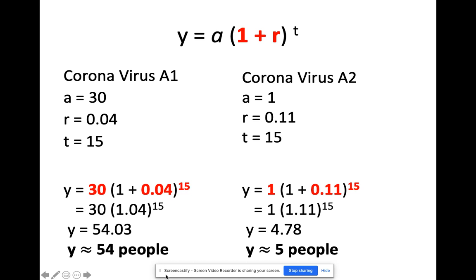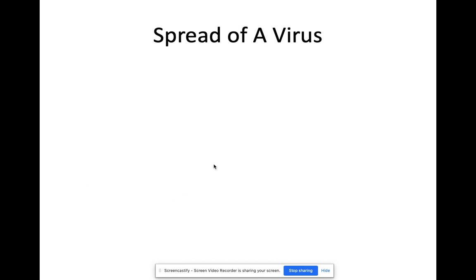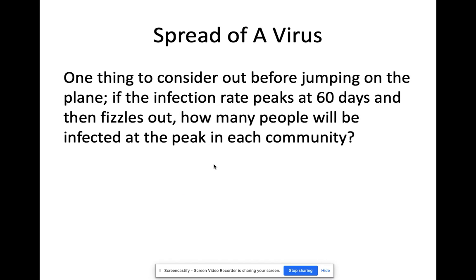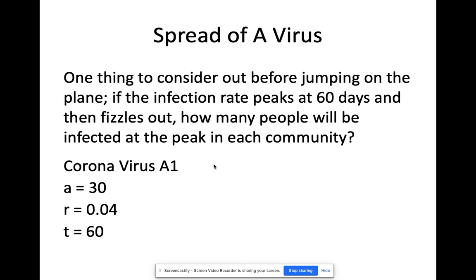So basically, after 15 days, I would probably go here, but I have to wait because we don't know how this one spreads. Again, one thing to consider before jumping on a plane, though: if the infection rate peaks at 60 and then fizzles out, how many people will be infected at the peak in each community? So basically, you're just simply changing t to 60. Okay, so I'm gonna leave you to that, solve that, and then you decide.